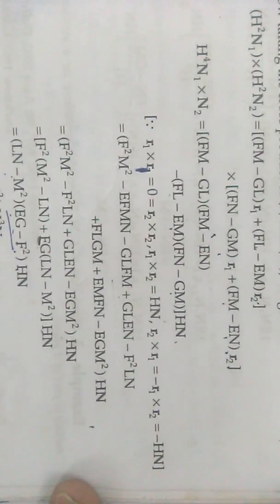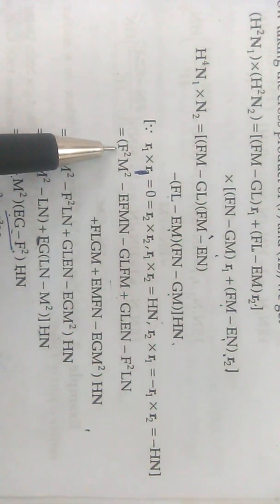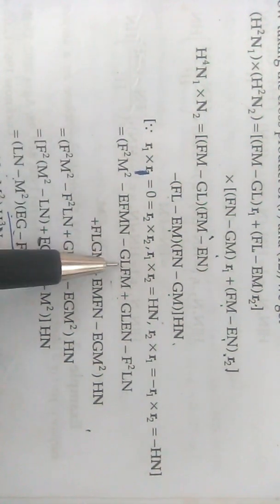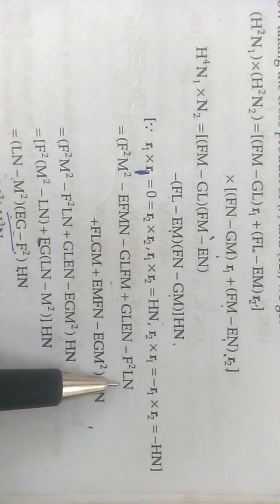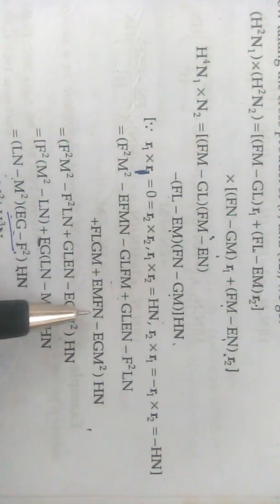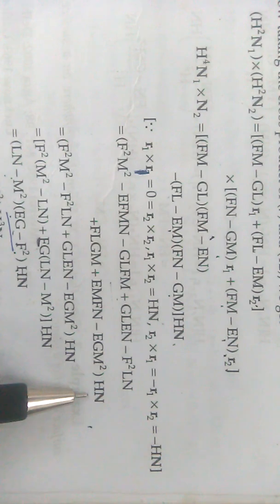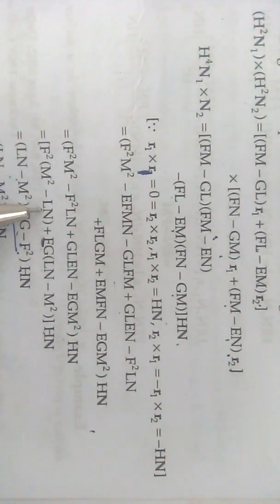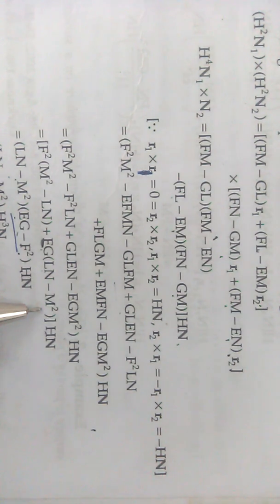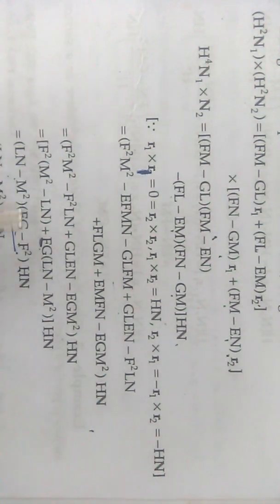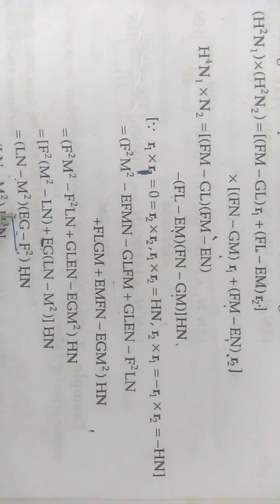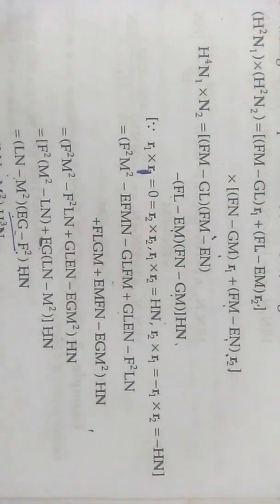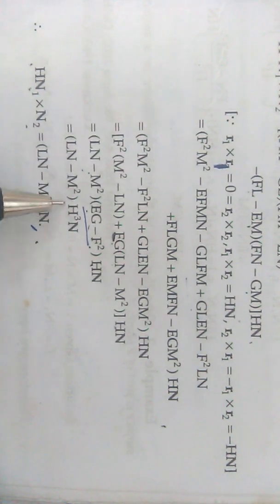So using all these results here, the right hand side becomes F²M² − EF MN − GL FM + GL EN − F² LN + FL EM + EM FN − EG M² into Hn. Simplifying the expression inside the bracket, we get F² into (M² − LN) plus EG into (LN − M²) into Hn. Now taking LN − M² common from these two terms, inside we get EG − F², and this is Hn. And now what is EG − F²? That is H². So we get H² into H, that will be H³. So the right hand side becomes (LN − M²) into H³ n.